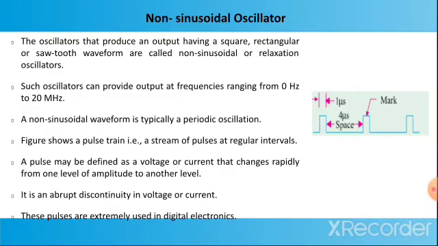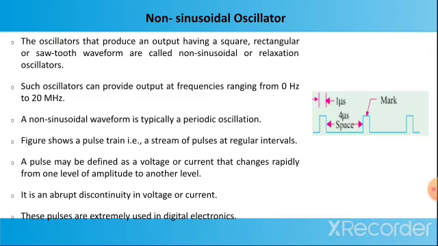Next, we will talk about the non-sinusoidal oscillator. The oscillators that produce an output having a square, rectangular or sawtooth waveform are called non-sinusoidal or relaxation oscillators. It does not provide you any sine waveform. Such oscillators can provide output at frequencies ranging from 0 Hz to 20 MHz. A non-sinusoidal waveform is typically a periodic oscillation.